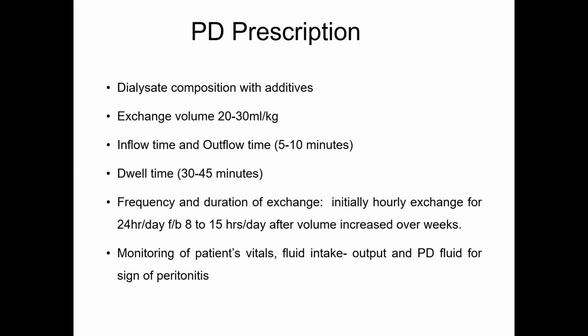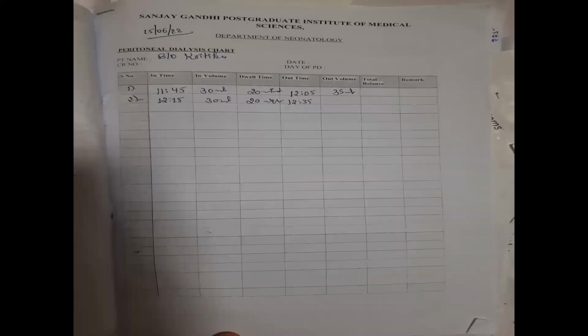Then frequency and duration of exchange. Initially, exchange for 24 hours per day is done, followed by 8 to 15 hours per day after volume is increased over weeks. We also have to maintain monitoring of the patient's vitals, fluid intake and output, and peritoneal dialysis fluid for signs of peritonitis. This is the chart we are using in our institute.